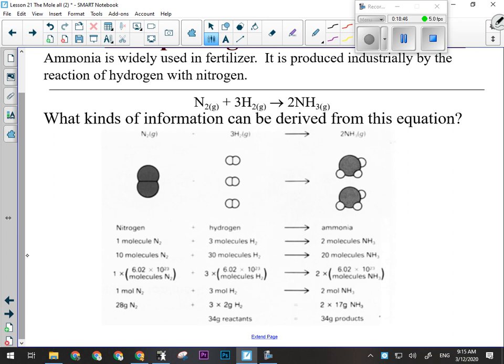Incidentally, there's the same amount of mass on the reactant side as there is on the product side. That's the law of conservation of mass, right? I can't create matter and I can't destroy it. So whatever the mass of my reactants is, that's the mass of my products as well.